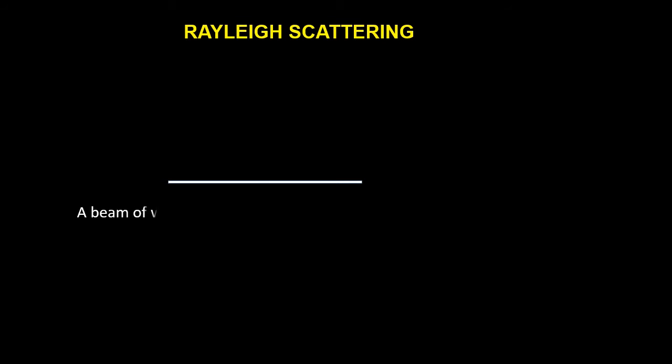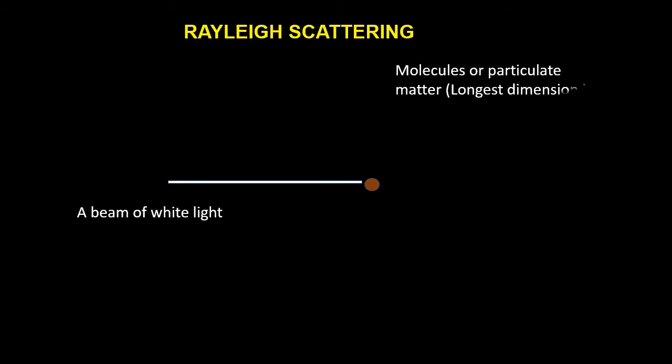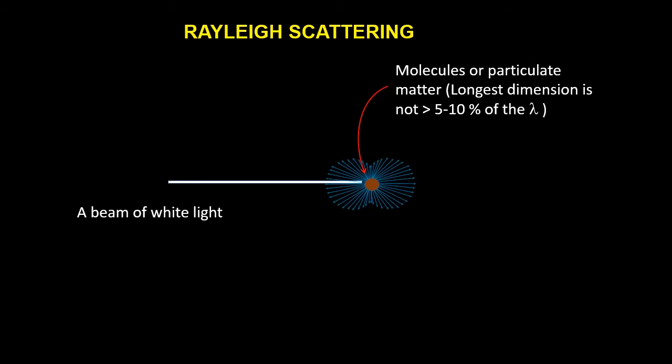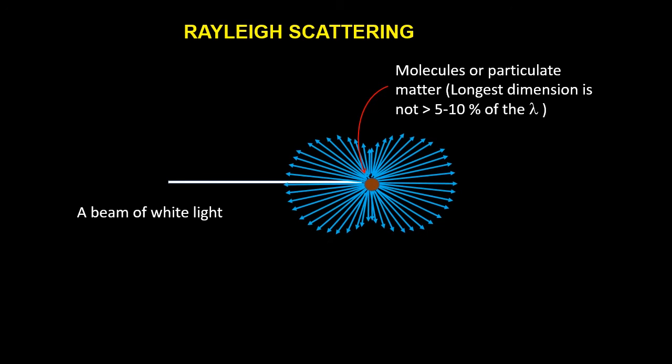Rayleigh scattering. When a beam of white light falls on a particle or molecule whose dimension is not greater than 5 to 10% of the wavelength of the incident radiation, light will be scattered symmetrically about the scattering center. The blue lines indicate the vector quantities of the scattered radiation. This type of scattering is known as Rayleigh scattering.